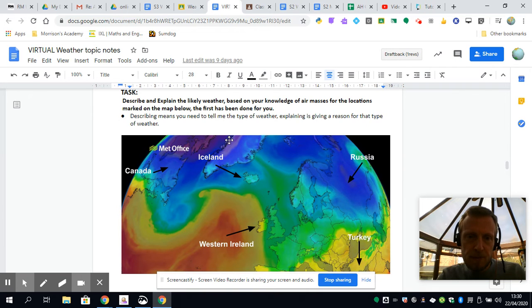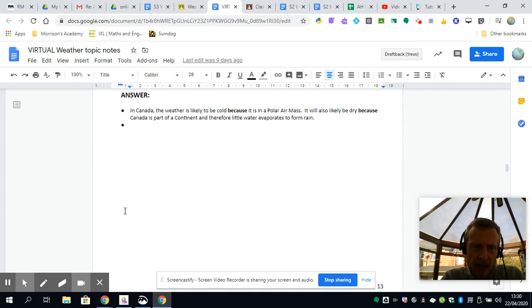We can see this by the blue. And therefore, it's going to be cold air coming down from the poles. So my description would be, it would be a dry cold in Canada. And this is because, as I said here, because it's a polar air mass.